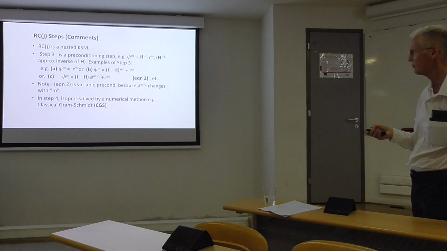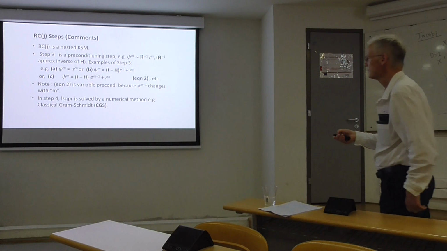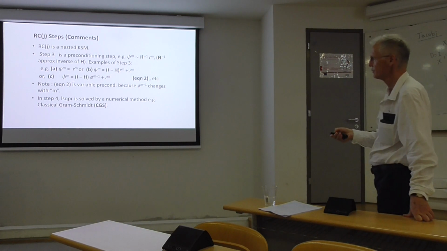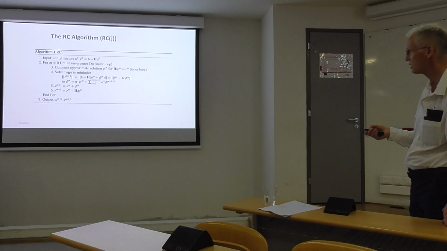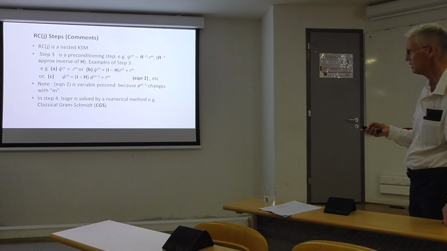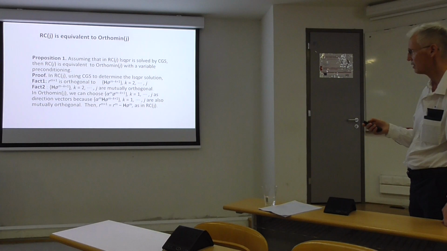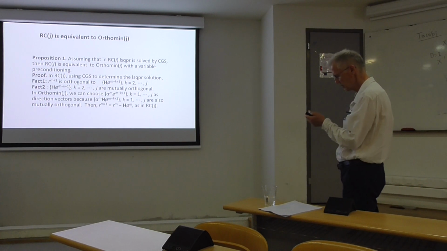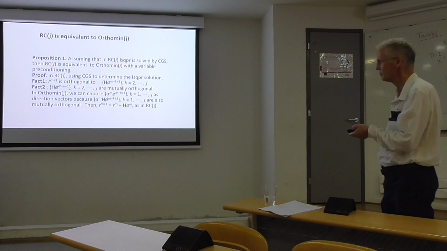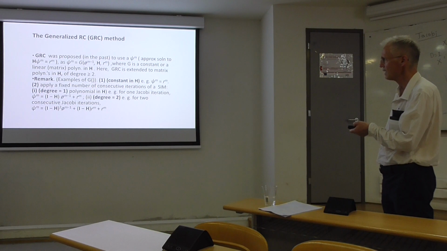It's exactly this. This is used in the preconditioning step or the inner loop, and then they use classical Gram-Schmidt here. And this really is Orthomin with a variable preconditioner. I mentioned why it's variable. There's a proof here, but I will skip it. But they use classical Gram-Schmidt.